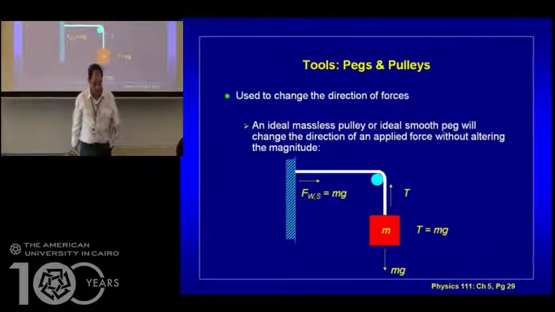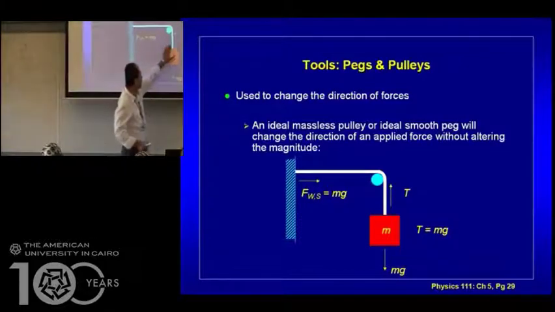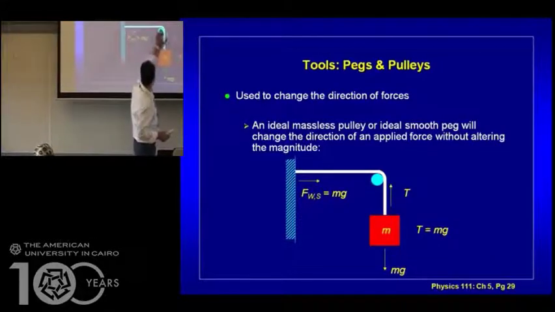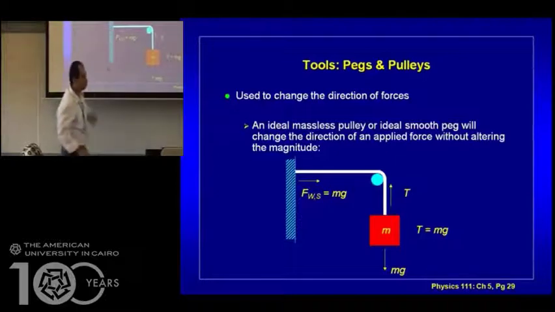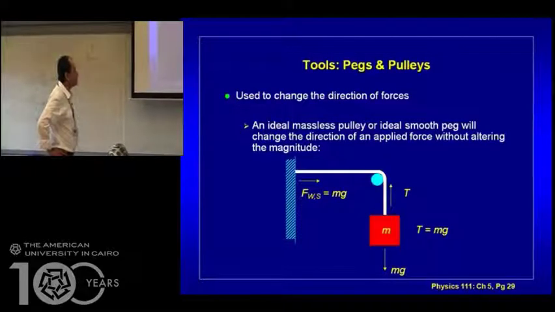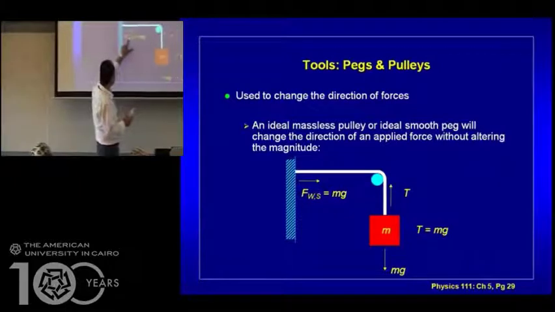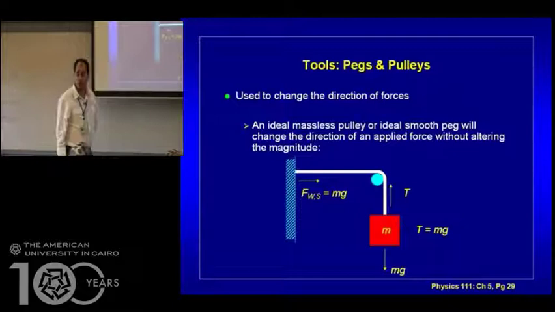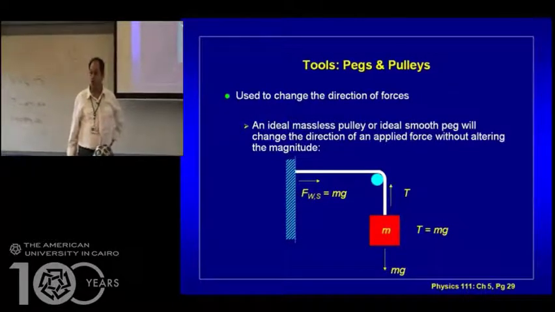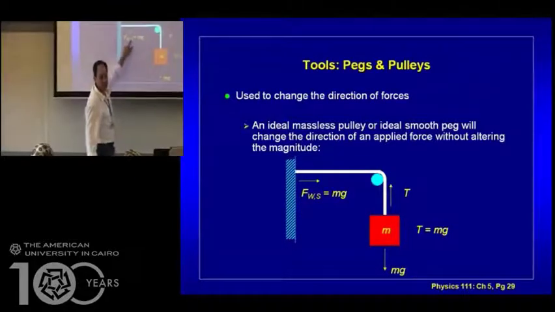Look at this. This is an example of a mass. We hang it from a wire. That wire goes over a pulley, and we attach it here to the wall. My question here is to find the forces. What is the force on the wall from the wire, from the string?